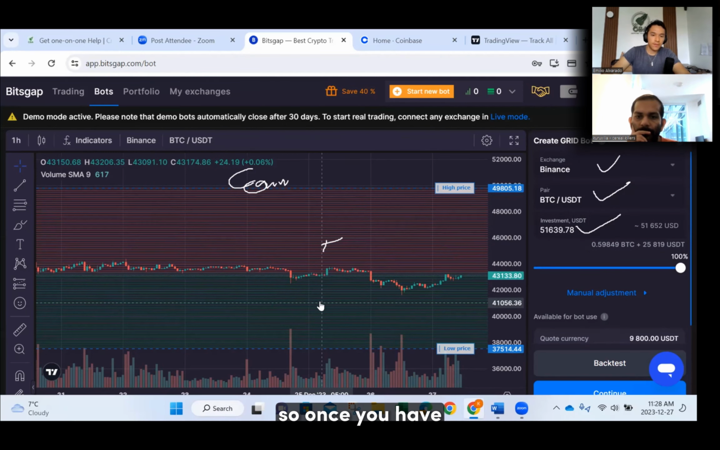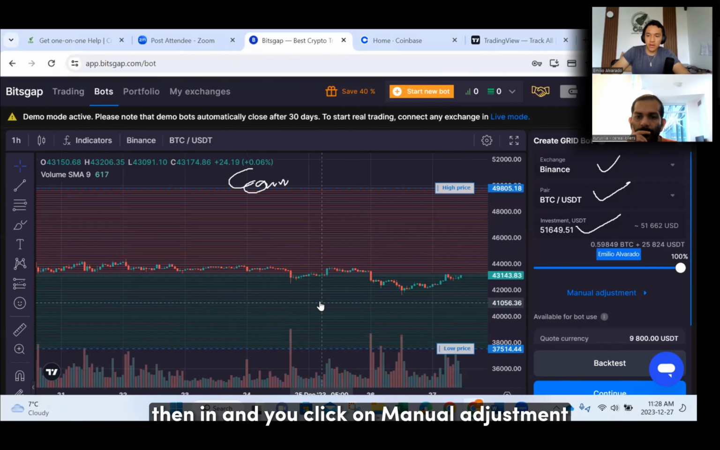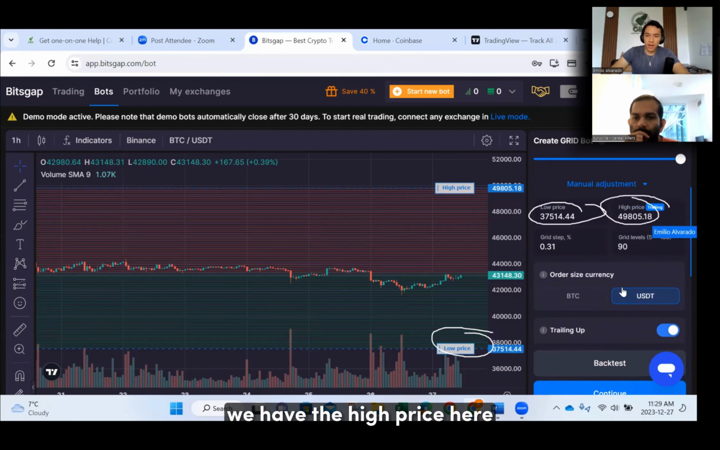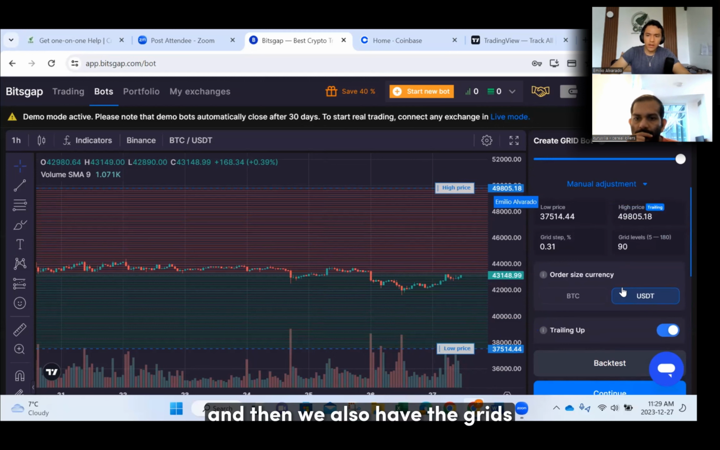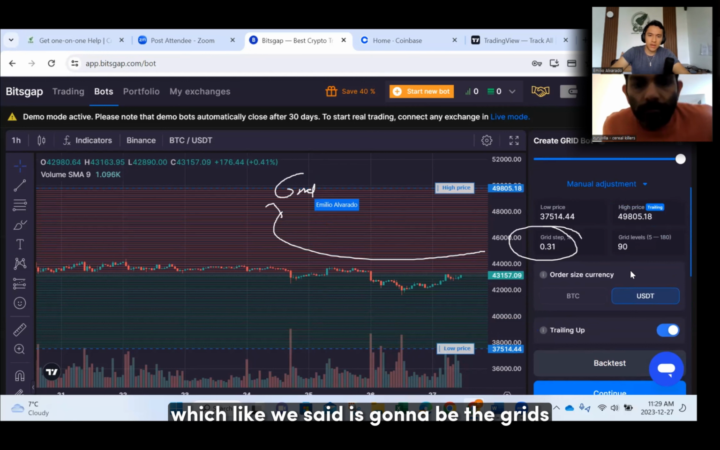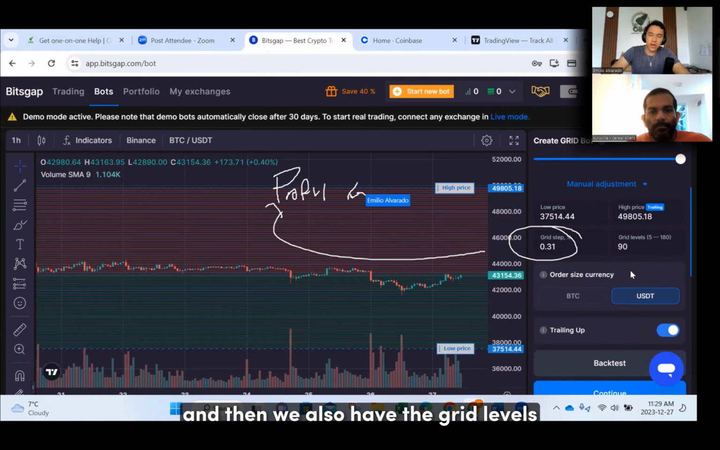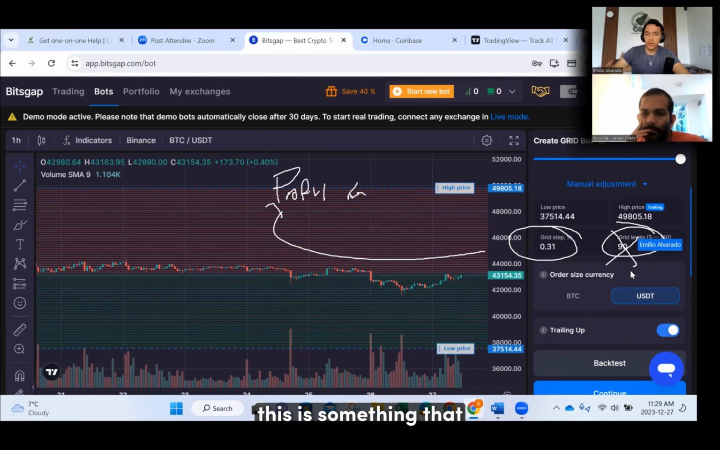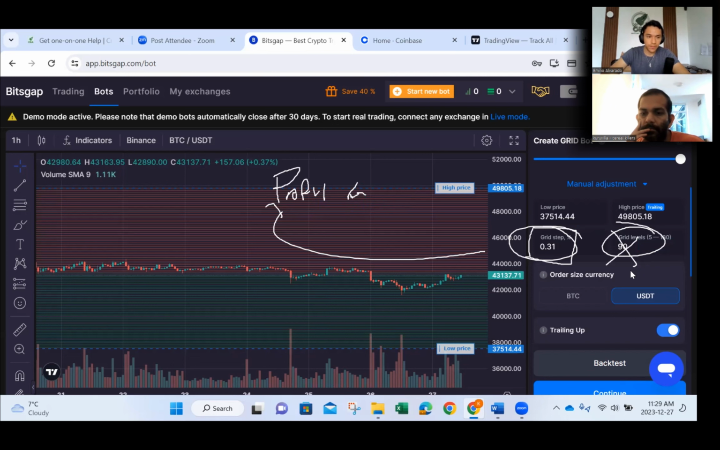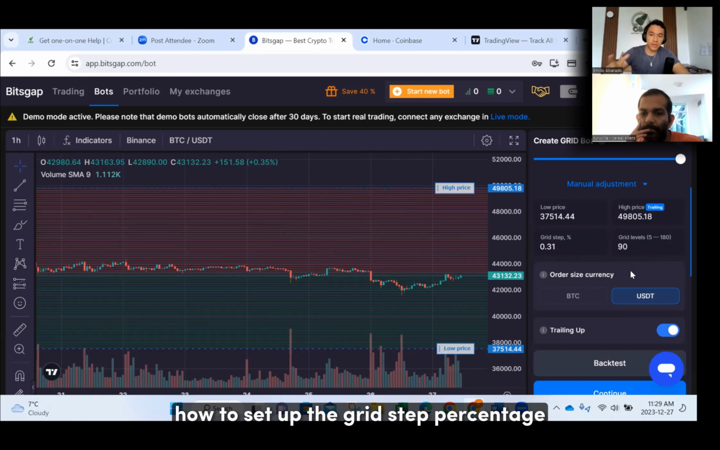So once you have changed this investment to $1,000 and you click on manual adjustment, you can see we have the low price, we have the high price here, and then we also have the grid step percentage. Like we said, it's gonna be the profit per trade. And then we also have the grid levels. This is something that you don't have to change manually, because the grid step percentage will be changed as you follow along with the steps that you have to follow to deploy the bot. So you're gonna learn how to set up the grid step percentage.